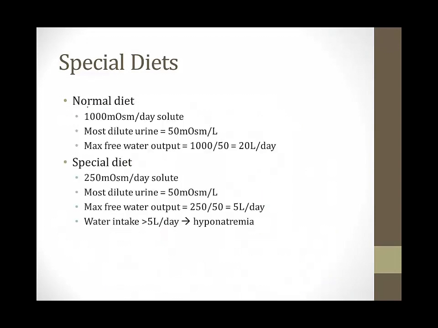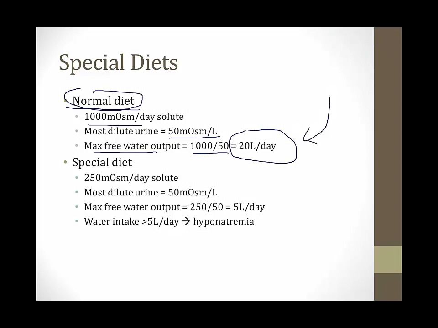Here's another way to look at this. A patient eating a normal diet consumes about 1,000 milliosms per day of solute. If the most dilute urine that the kidneys can produce is 50 milliosms per liter, this means the maximum free water output for a patient on a normal diet is 1,000 divided by 50, or 20 liters per day. That is a lot of free water.